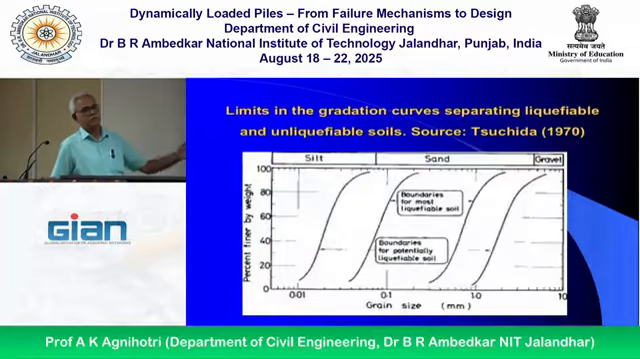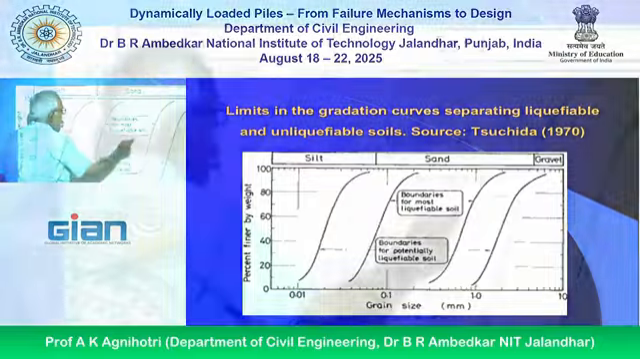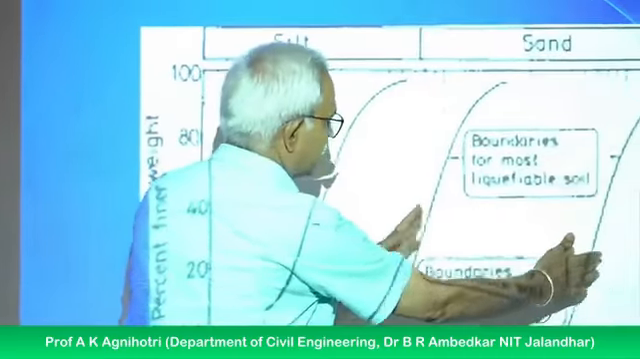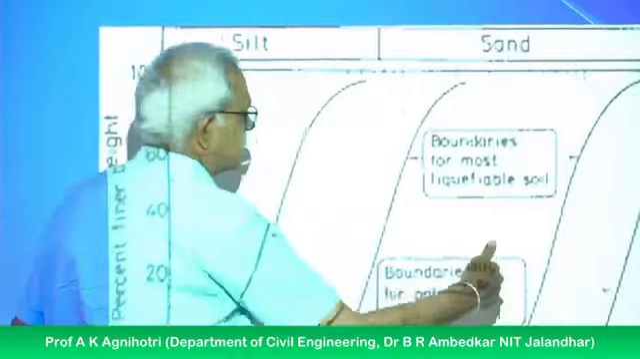If we see this picture, you can see these boundaries. If soil is between these boundaries, that is the most liquefiable soil. If it is within this, it is most liquefiable. This is also liquefiable. If it is beyond that, if your soil is not in that part, beyond these boundaries, then there are minimum chances, no chances you can say, of liquefaction.